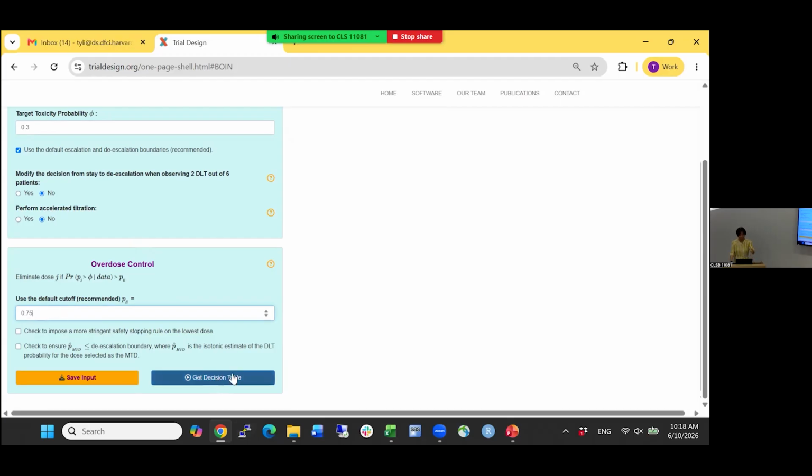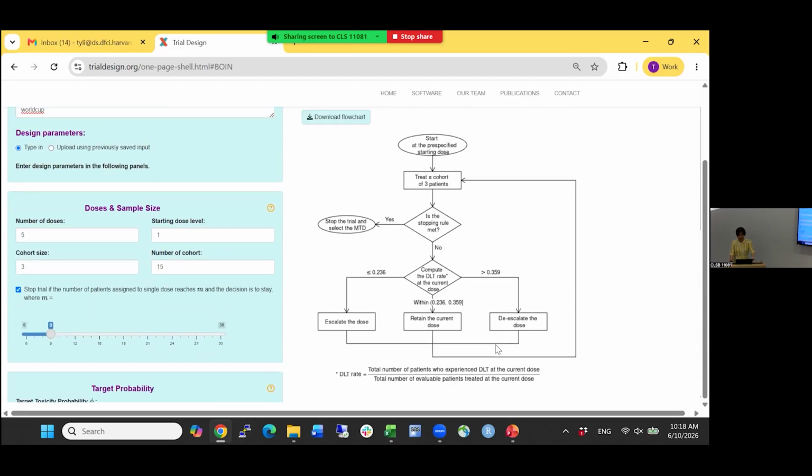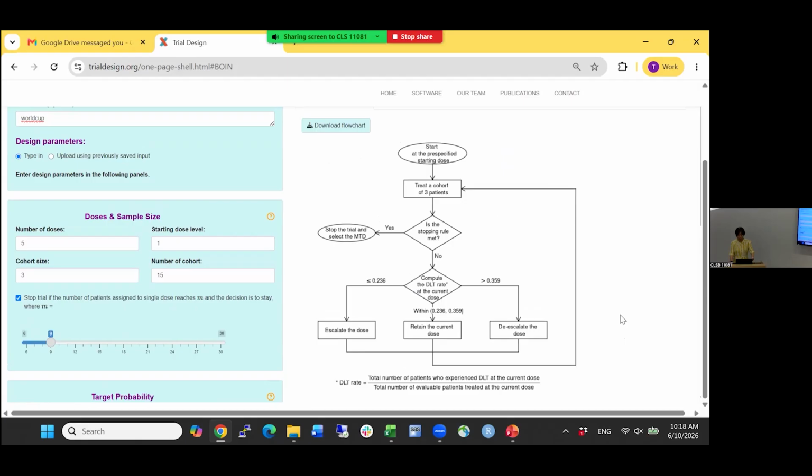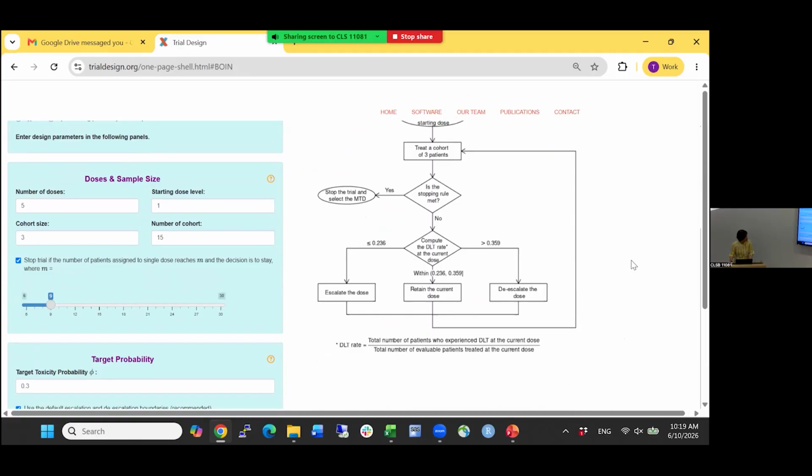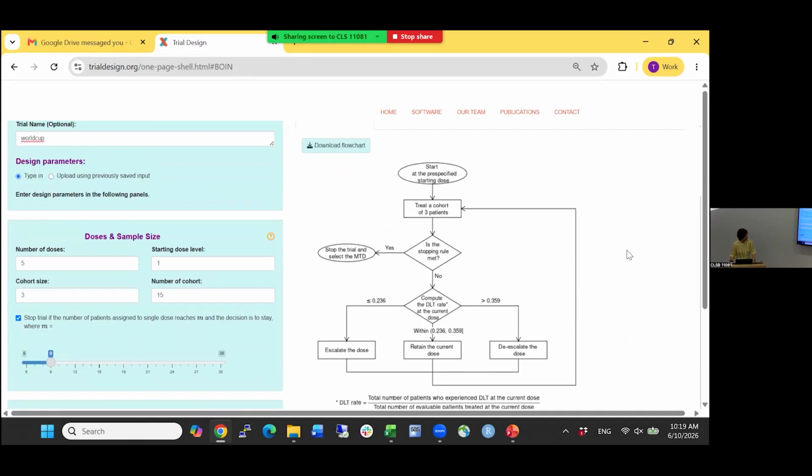Then after we enter all our parameters, we click Get Decision Table. Then here is the output. There will also be 2 tabs. The first tab gives us a design flow chart. This actually shows us the algorithm of this design and how the design will be carried out in a more mathematical way. So we start at the pre-specified starting dose.